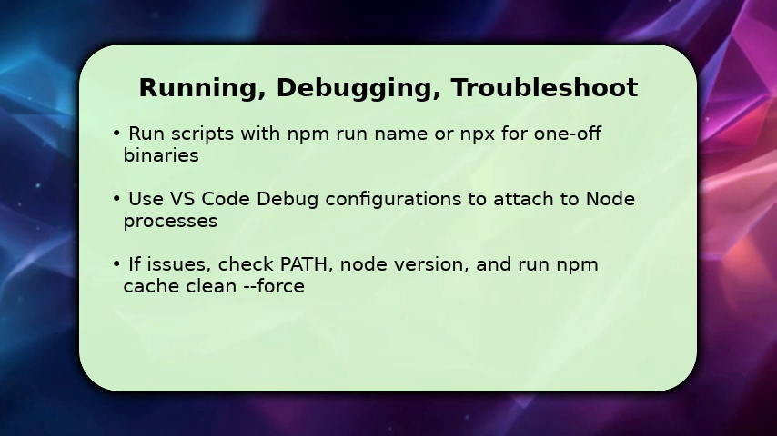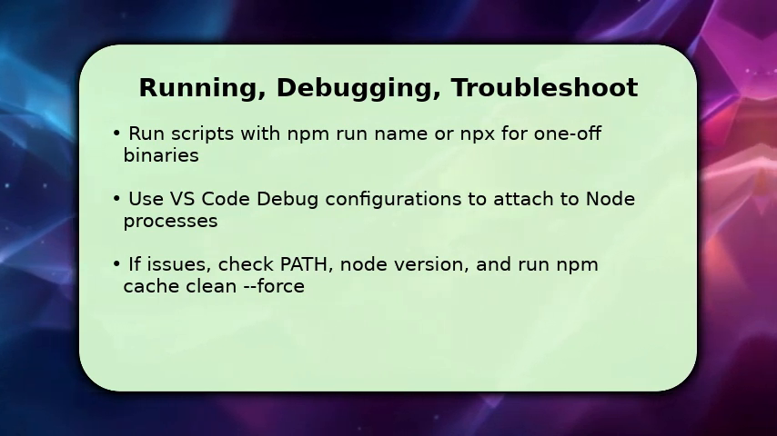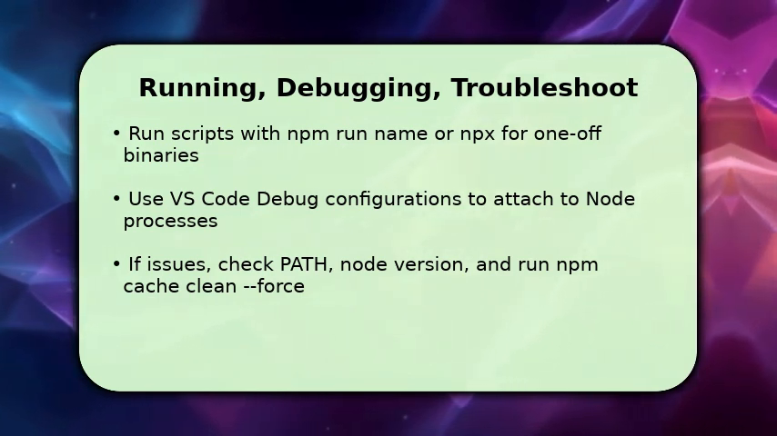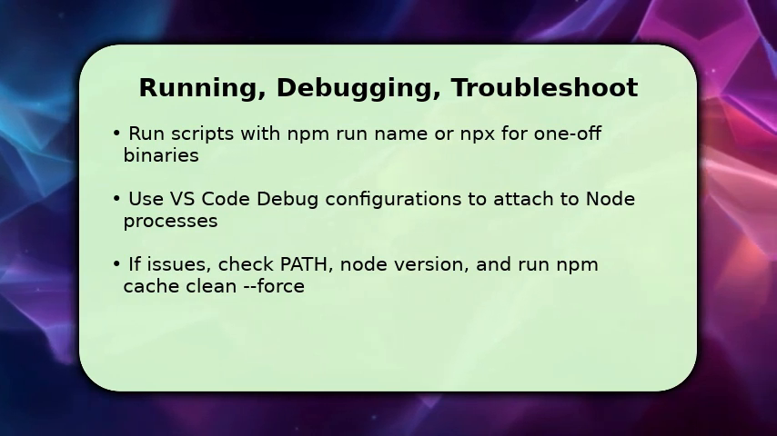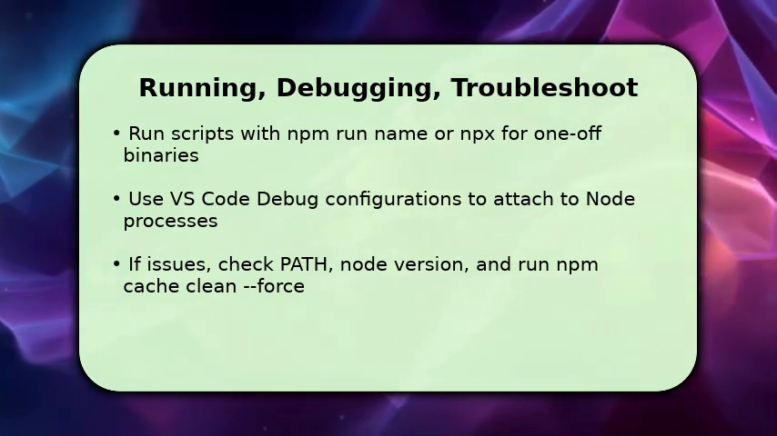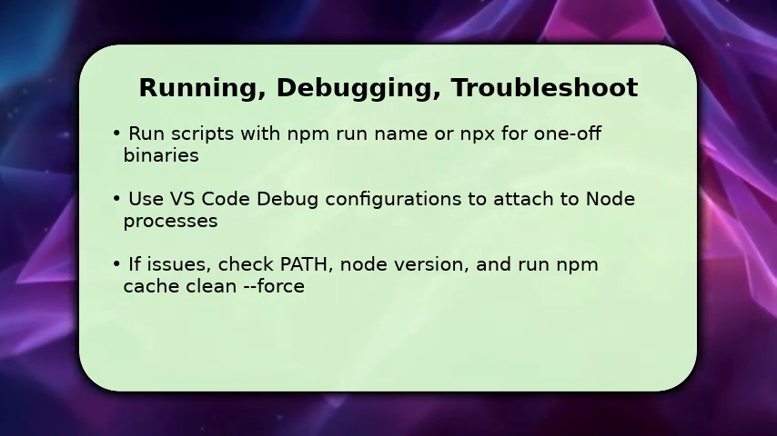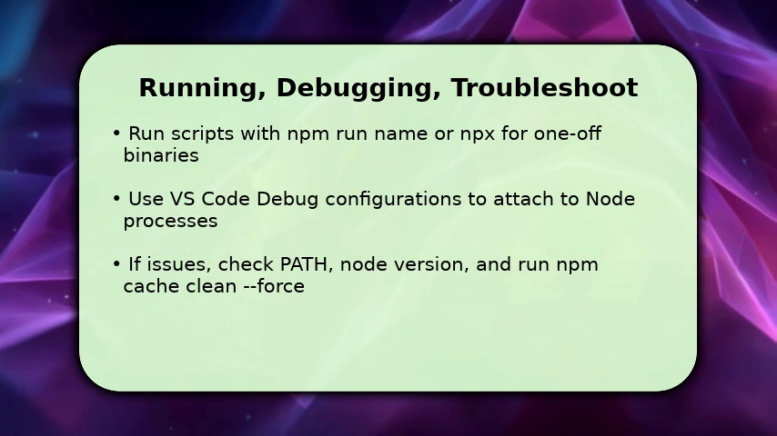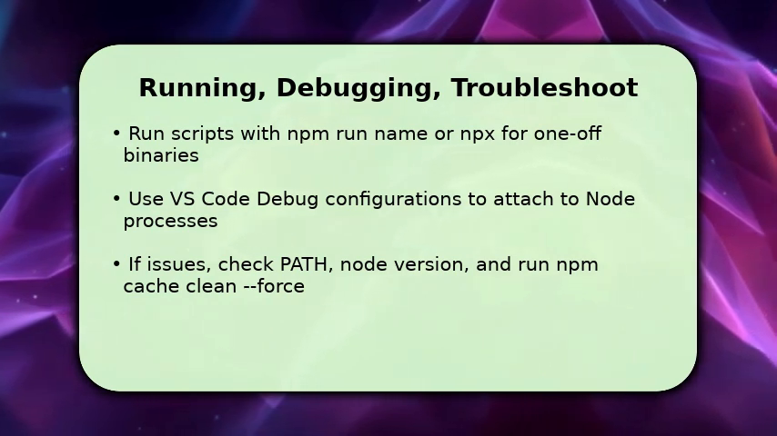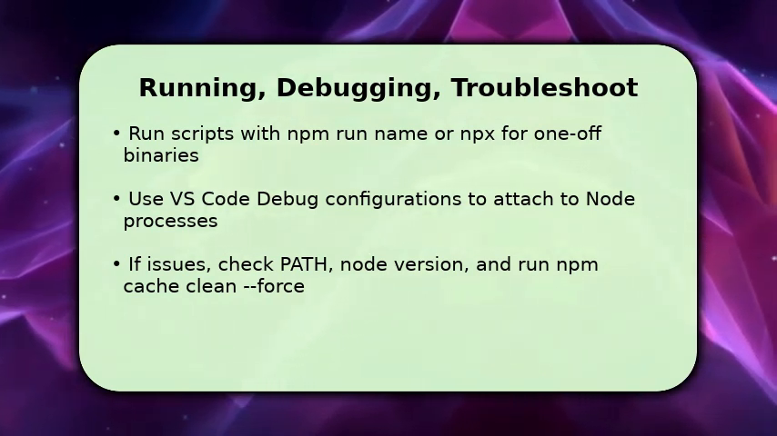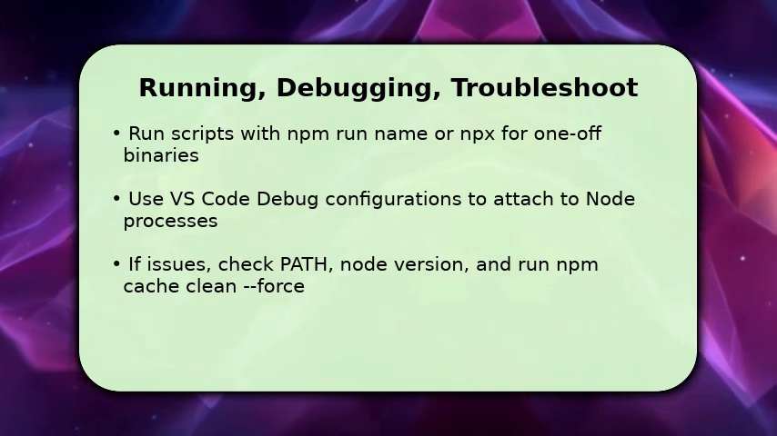When you need to debug, create a VS Code launch configuration to attach to or launch Node, set breakpoints, and step through code. If something breaks, check that your path points to Node, verify the Node and npm versions, and if installs fail, run npm cache clean --force and reinstall node_modules. That single troubleshooting step resolves many weird failures.